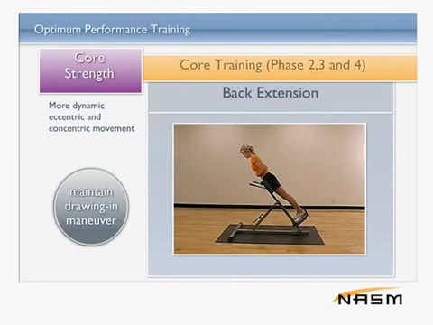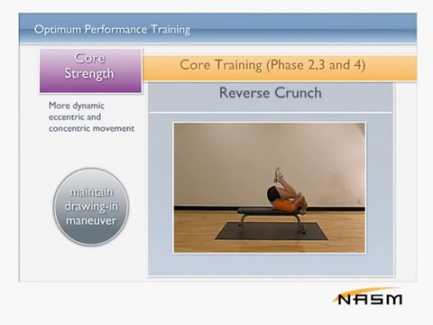Lie prone on a back extension bench with legs straight and toes shoulder-width apart and pointing straight ahead. While maintaining the drawing-in maneuver, flex forward to end range. Raise the upper body to a neutral position, keeping the chin tucked, shoulder blades and glutes contracted. Repeat as instructed. Third, a reverse crunch.